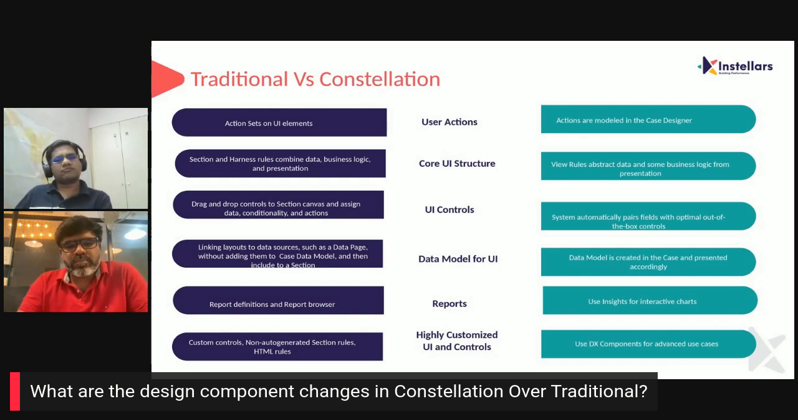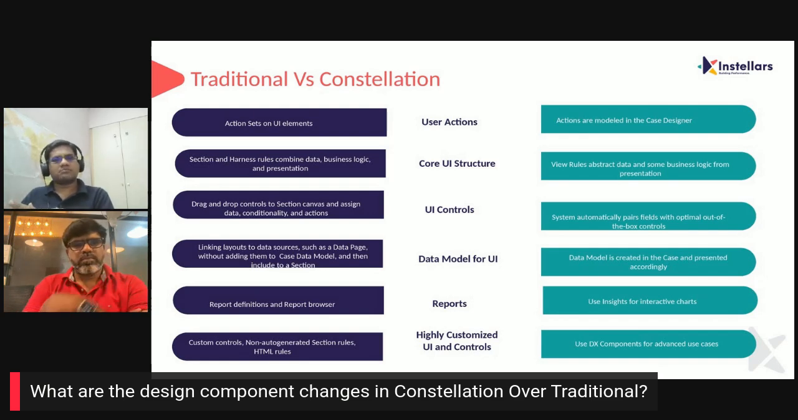The next is the data model for UI. In the traditional way, this is mainly for linking layouts to data sources such as data pages without adding them to a case data model, and then including them in sections. The difference in Constellation is that the data model is created in the case and presented accordingly. From the benefits point of view, Constellation aligns the data model with the case structure. It helps to reduce redundancy and makes it easier to modify the UI. That is a big benefit of the data model in Constellation.